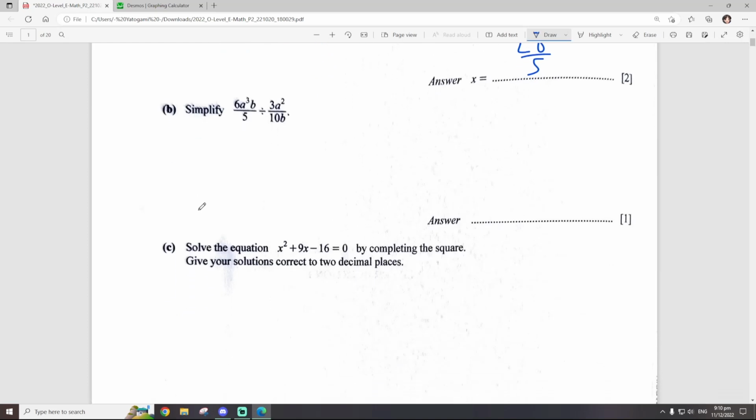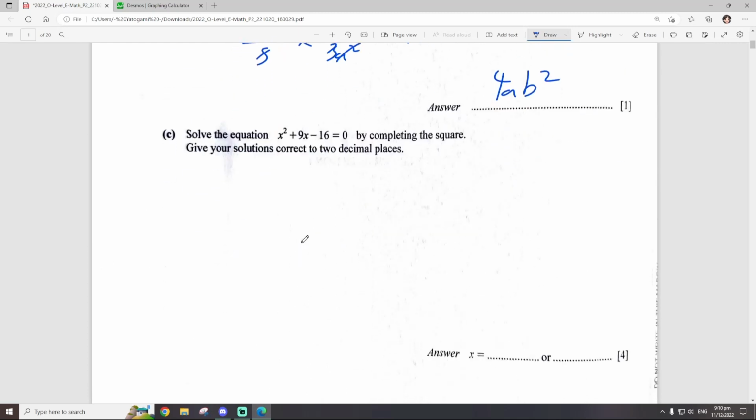Part B, simplify the following expression. Okay, so if you want, you can write this as 6a cubed b divided by 5 times 10b divided by 3a squared. This and that cancel. This and that cancel, you get 2 here. And this and that cancel also. You will get 2 here also. And you will just get 4ab squared.